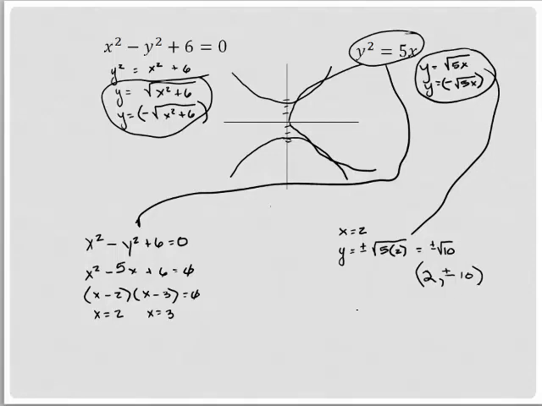And then when I have x equals 3, y equals plus or minus the square root of 5 times 3, and that equals plus or minus the square root of 15. So our other point is 3, plus or minus square root of 15.